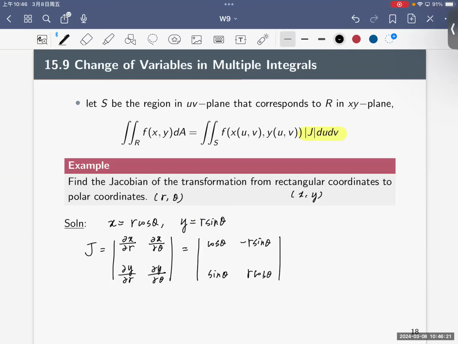You still recall how to evaluate the so-called second order determinant?